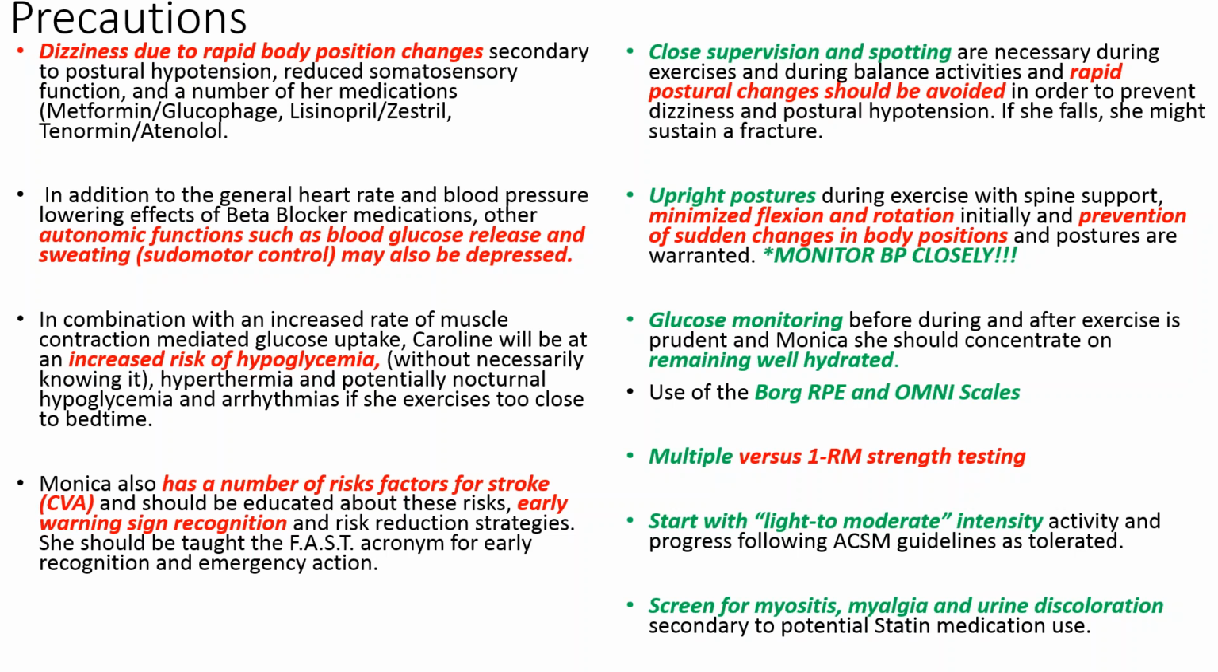And the same thing if you're going to use multiple modes of cardiorespiratory training. So if she's going to be in a recumbent position and you want her to also be standing, plan out how you change the positions a little bit, and teach her that as well. Again, upright postures during exercise with spine support, minimized flexion and rotation are going to be good for her because of her reduced bone mass, bone mineral density. And again, just preventing sudden changes in body positioning.